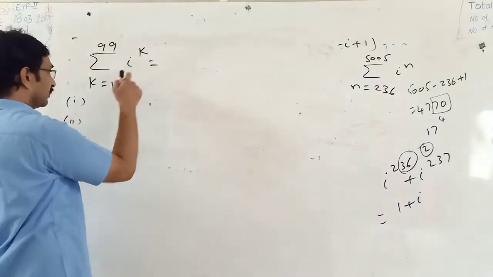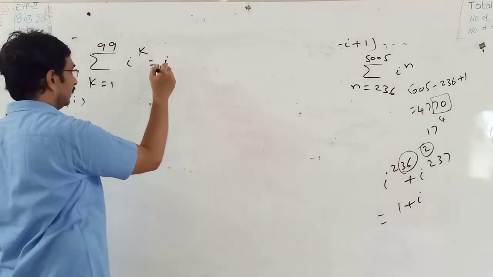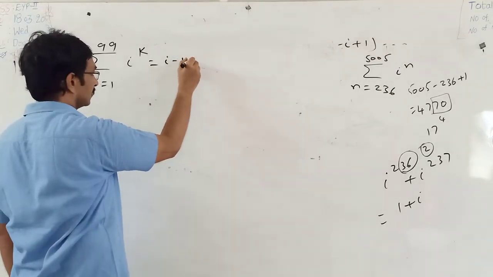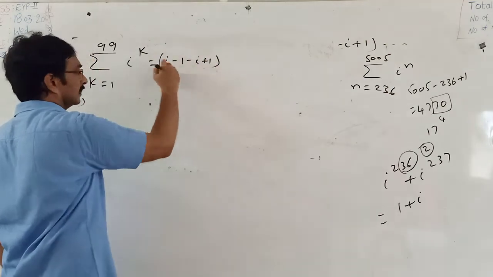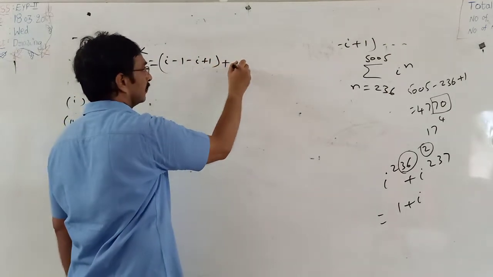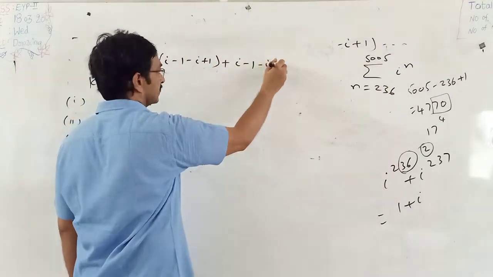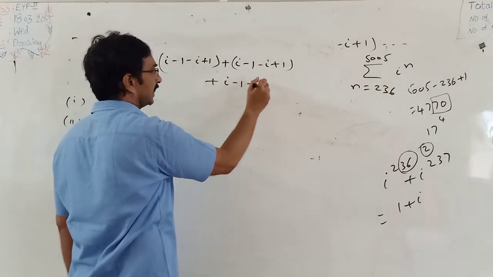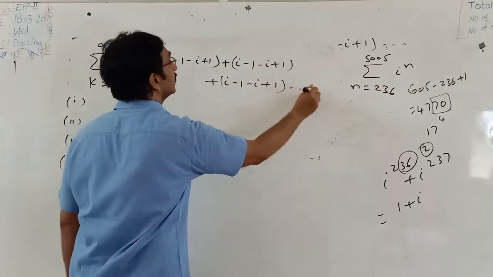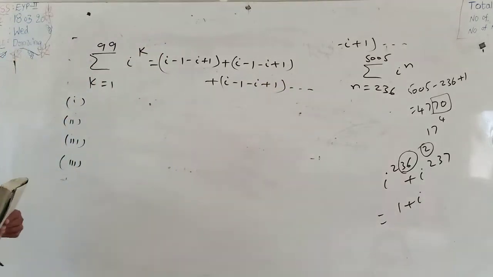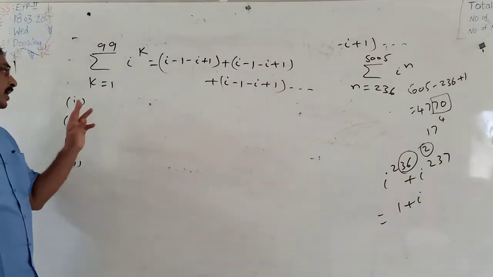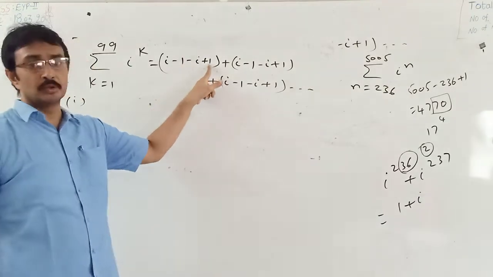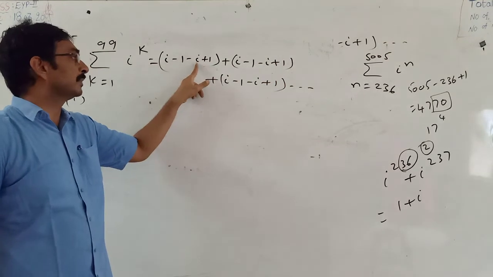See, I am opening the sigma. When k is 1, I. When k is 2, minus 1. Next, minus I, plus 1. Same values are repeated. I minus 1, minus I, plus 1. Plus I minus 1, minus I, plus 1. And so on. See, in each bracket, there are 2 real terms, 2 imaginary terms.